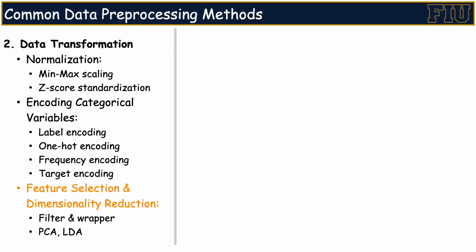Now, let's look at the last important component of data transformation, feature selection. As the name suggests, feature selection involves choosing the most useful features from a large set to use in a machine learning task. That's why it's also known as dimensionality reduction. It helps reduce the complexity of the dataset.